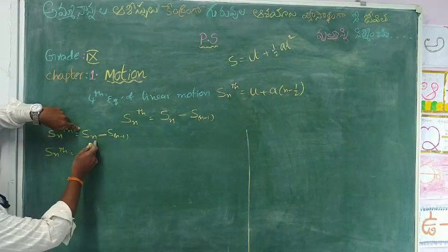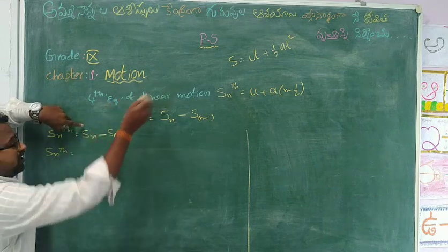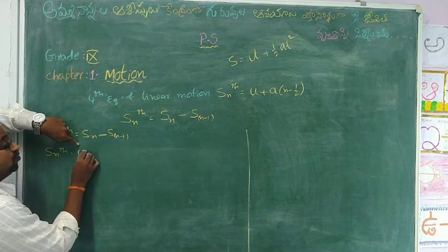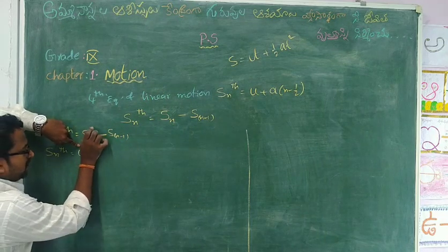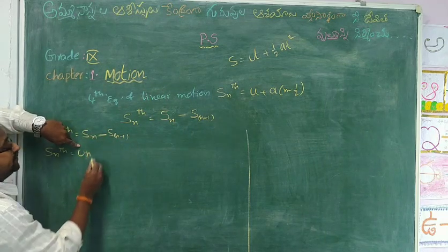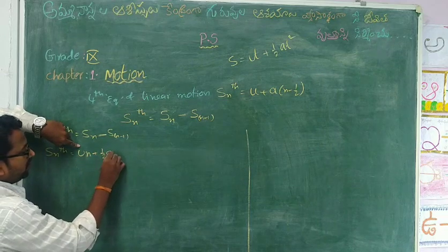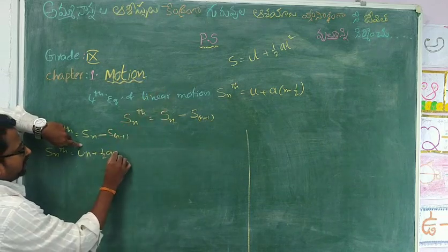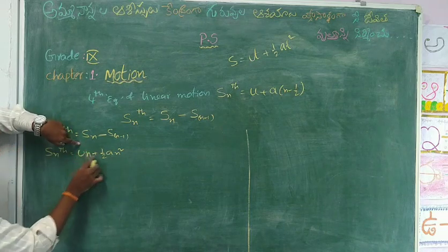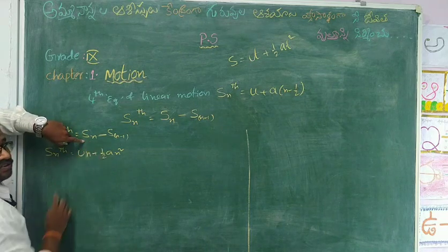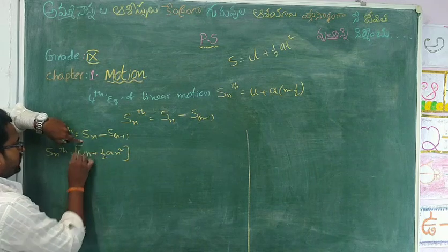Now n is there here, no? Instead of t we are having n. Substitute n in the place of t. Instead of t, what can we write? u n plus half a n square. Very good. u n plus half a n square. So this is over. Finished.